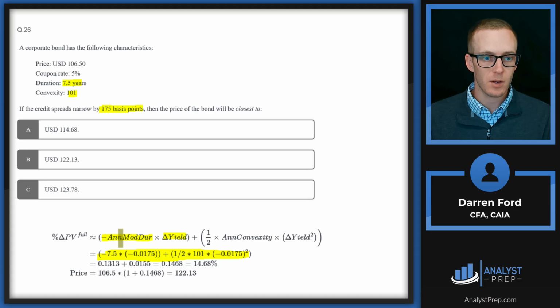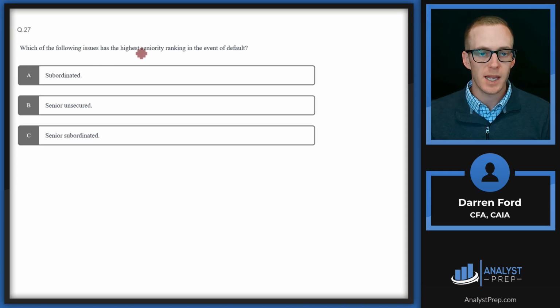So then the key here is we're adding, I think this is this portion here, and then this ends up being here. So it gets you 0.1468, 14.68%. So then from here, you just have to multiply that by the price because the change in price is not what we were looking for. We were looking for the actual price. So you'll do the actual price multiplied by 1.1468, which gets you 122.13. Answer B.